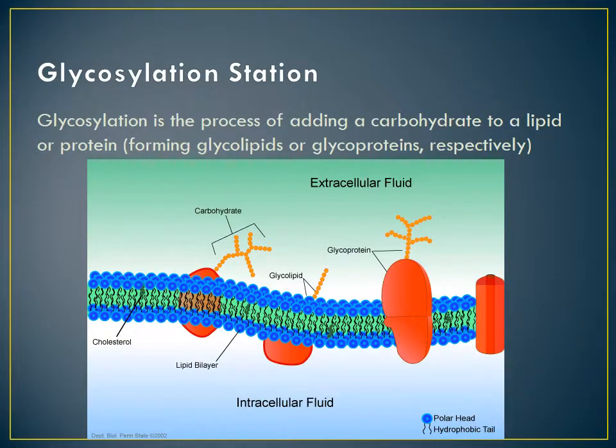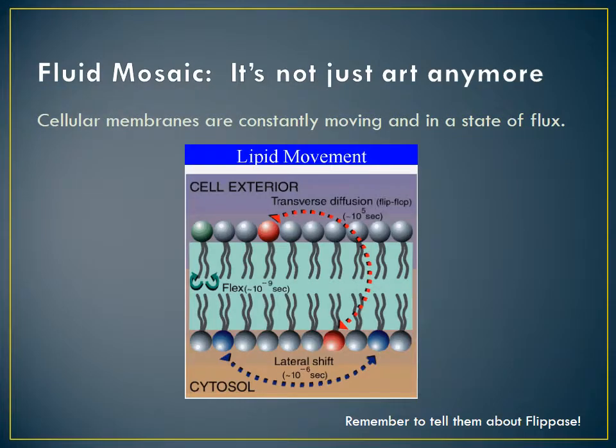So when you add a carbohydrate to a lipid, you form a glycolipid. When you add a carbohydrate to a protein, what do you think you form? A glycoprotein. Because what does glyco mean? Sugar, carbohydrate. So through the process of glycosylation, you can make either glycolipids or glycoproteins, which can interact in the membrane. All right, so now we've got our pieces. We've got carbohydrates, lipids, and proteins all interacting together.